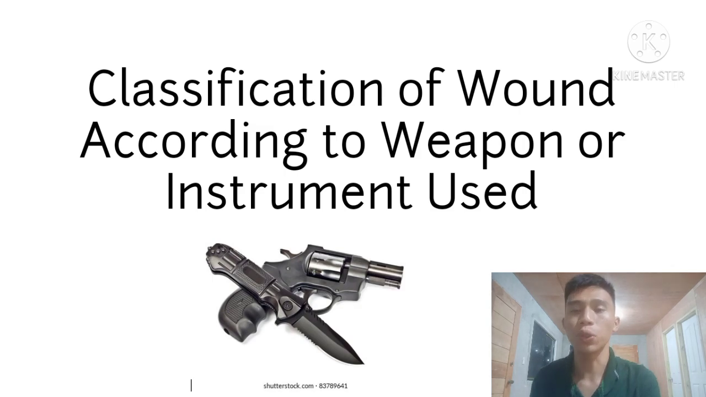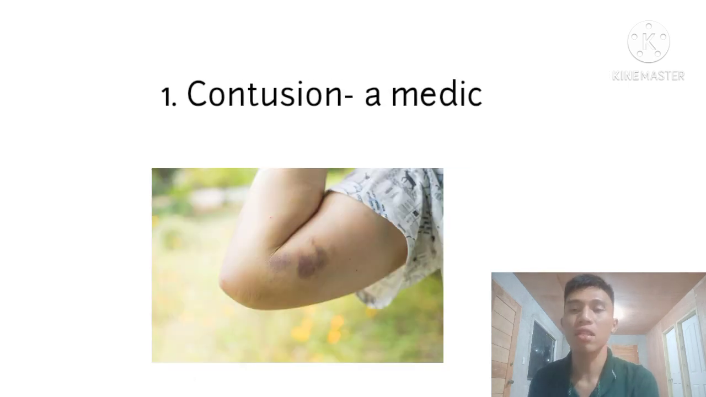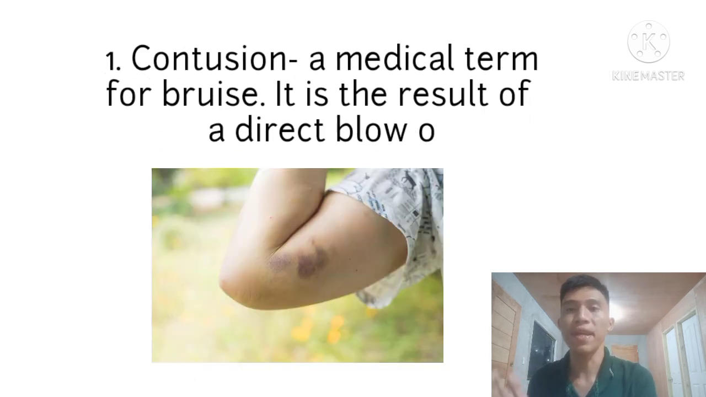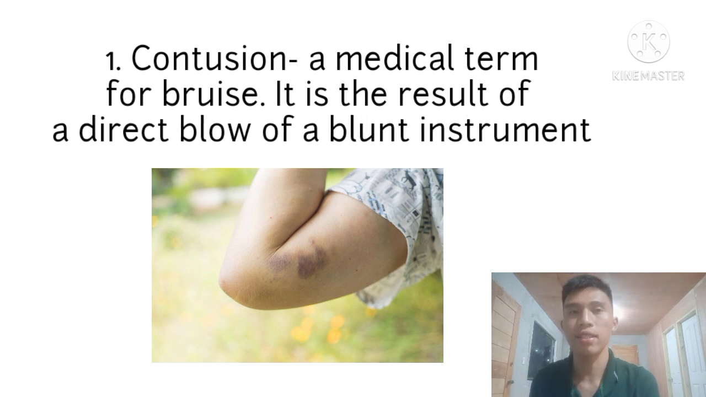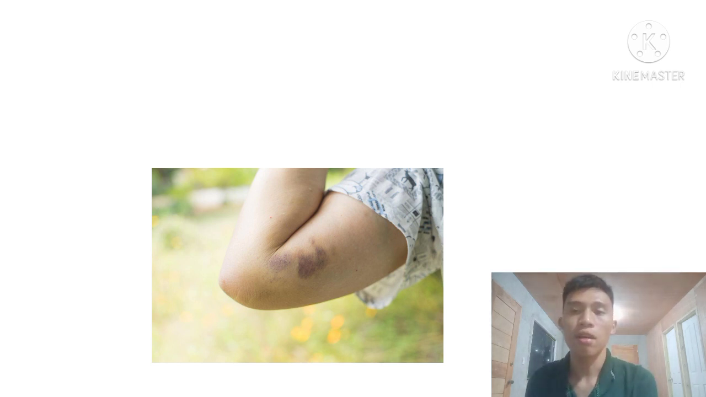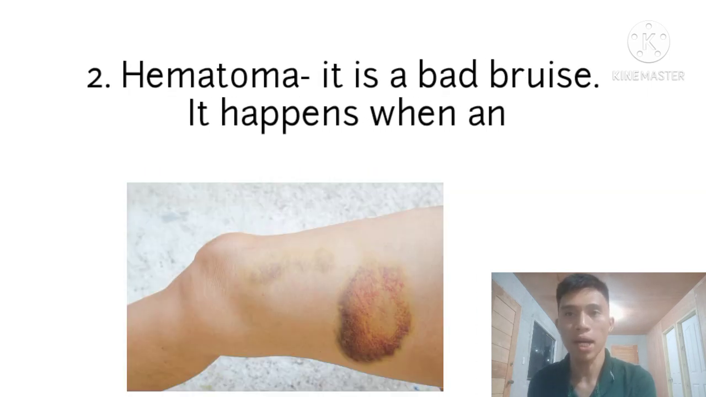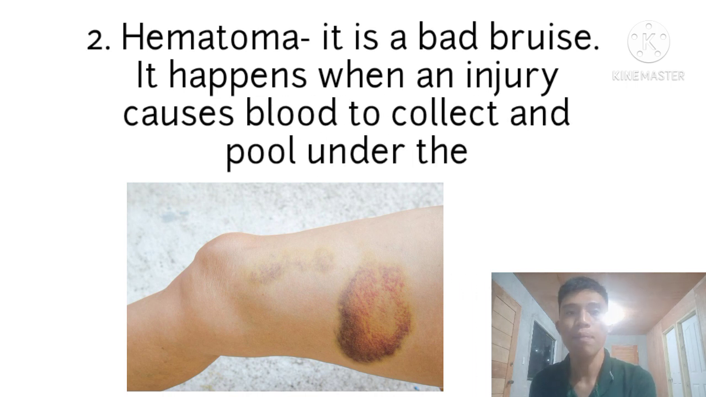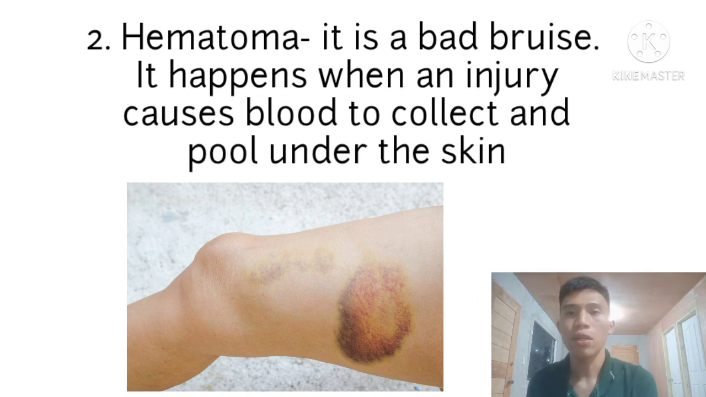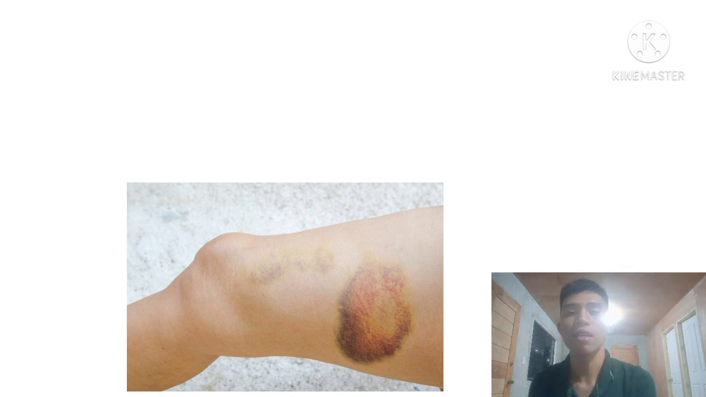And now let us proceed to the classification of wounds according to weapon or instrument used. So we have the contusion. Contusion is the medical term for a bruise, and it is the result of a direct blow or an impact of a blunt instrument. So that is an example image of contusion. And next we have hematoma. It is a bad bruise. It happens when an injury causes blood to collect and pool under the skin. And that is an example of hematoma shown in the picture.